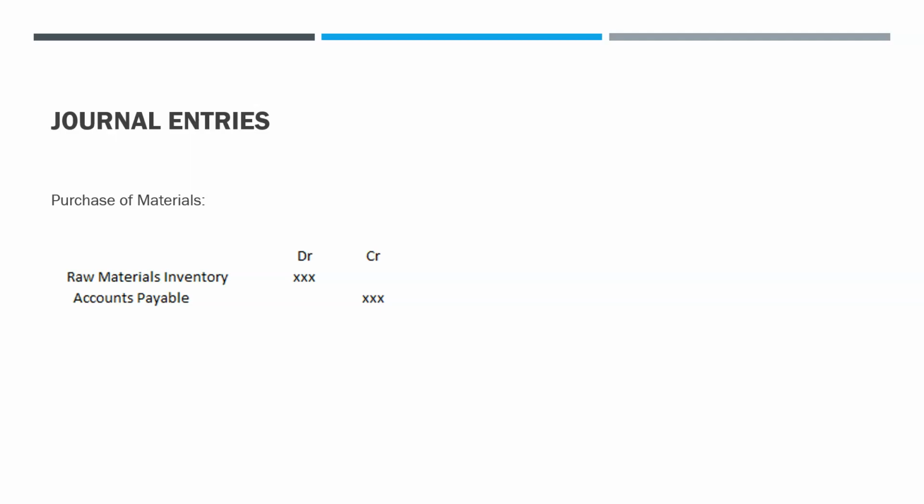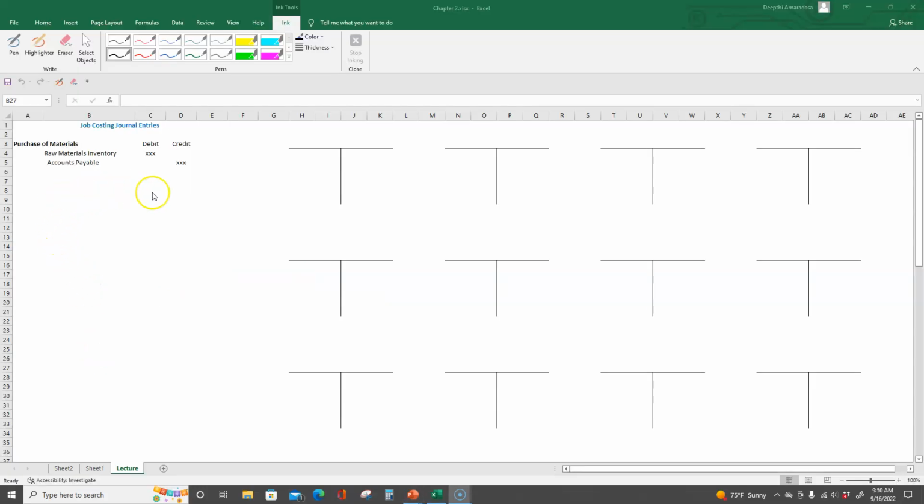Whenever the company purchases materials, they're going to debit the raw materials inventory account, so it increases the raw materials inventory account, and then they're going to credit accounts payable or cash, depending on whether they're buying on account or paying with cash. Let's go to Excel and see how this transaction looks in T accounts. We're going to use this spreadsheet to look at all the job costing journal entries through different videos, but whenever the company purchases materials, they're going to debit raw materials inventory and credit accounts payable.